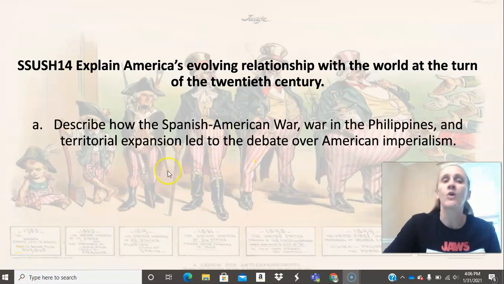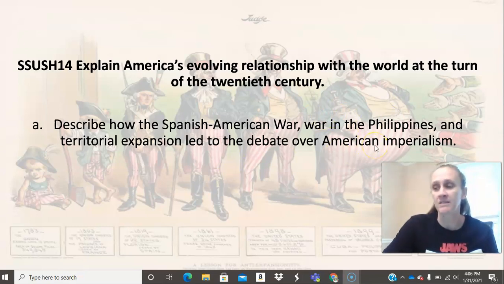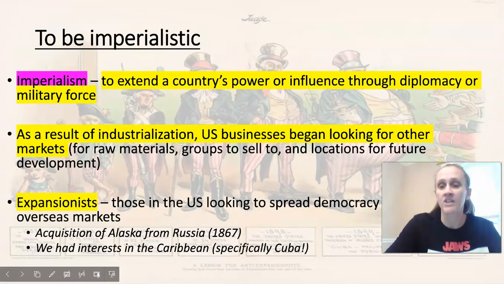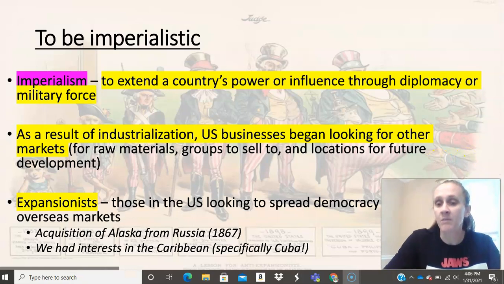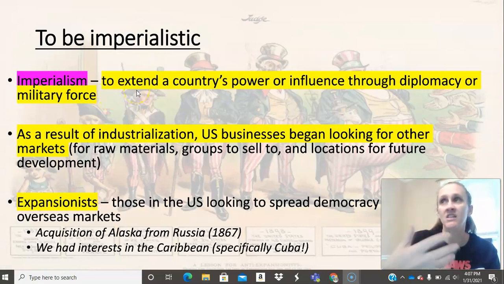All right, so Standard 14A, you should be able to describe how the Spanish-American War and the war in the Philippines, it's the same time, the same kind of thing, and territorial expansion is going to lead to the debate over American imperialism. So you should know the term imperialism, but we're going to talk about that. Remember, anything that's in pink or purple are your vocabulary terms, and what's in yellow is the stuff that you need to be writing down in your notes, okay?